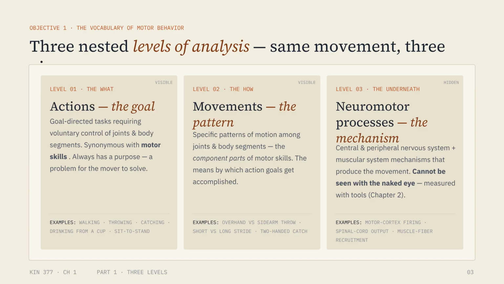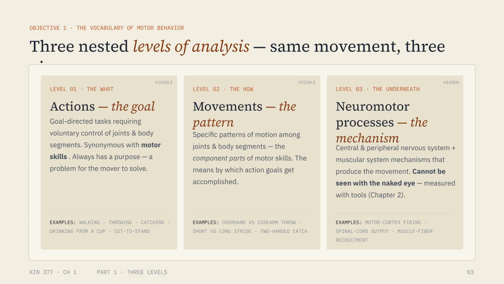Level 3. Neuromotor processes. Now we're underneath the skin. Central nervous system, peripheral nervous system, muscular system, the mechanisms that produce the movements. You can't see these with the naked eye. That's why Chapter 2 is going to introduce you to a whole toolkit of measurement techniques. EMG, EEG, fMRI, force plates, designed specifically to reach into this hidden level.